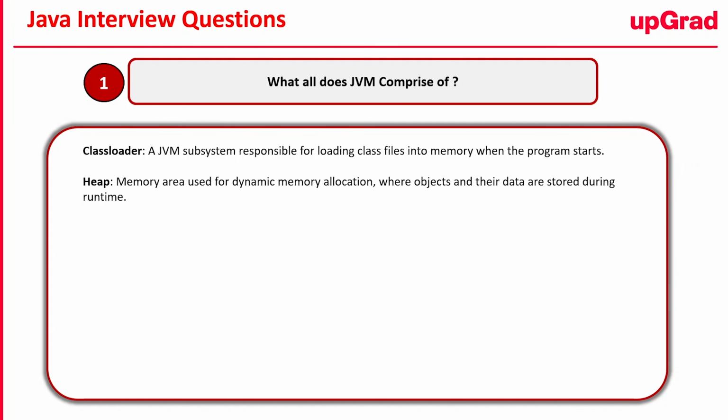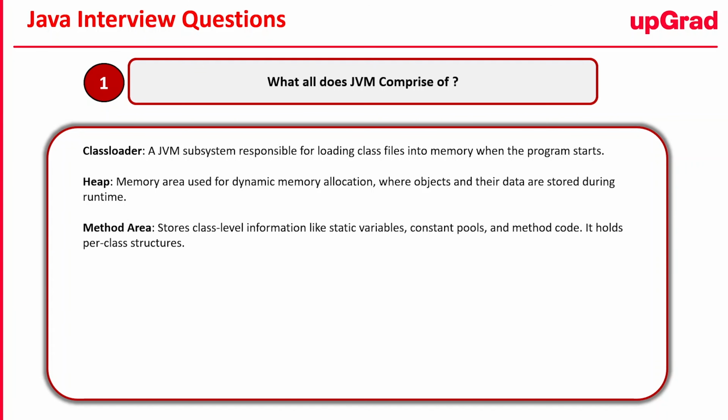Then there is heap. The heap is where objects are stored during the runtime of the program. It's the area of memory used for dynamic memory allocation where Java objects and their associated data are allocated. Then there is method area. The method area holds class level information such as static variables, constant pools, method data, and the code for methods. You should explain that it's part of the JVM's memory that stores per class structures.